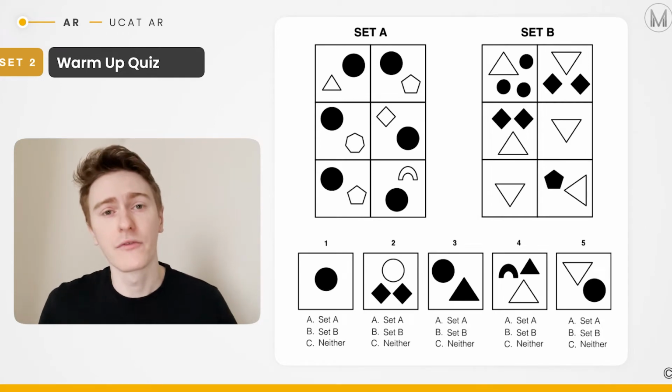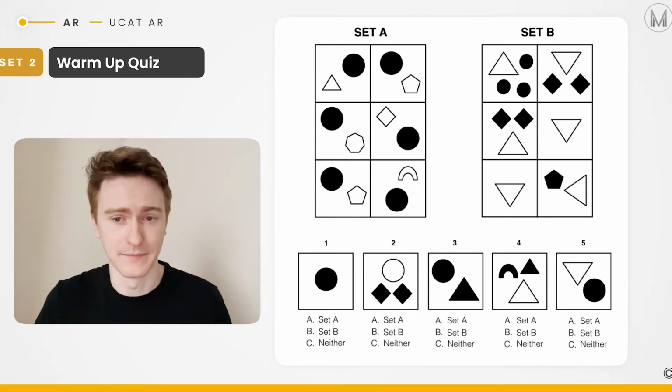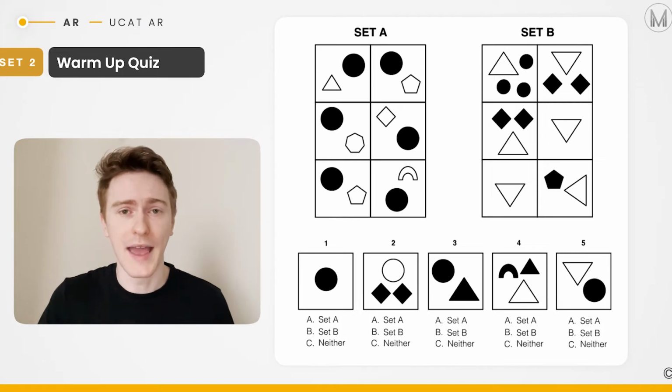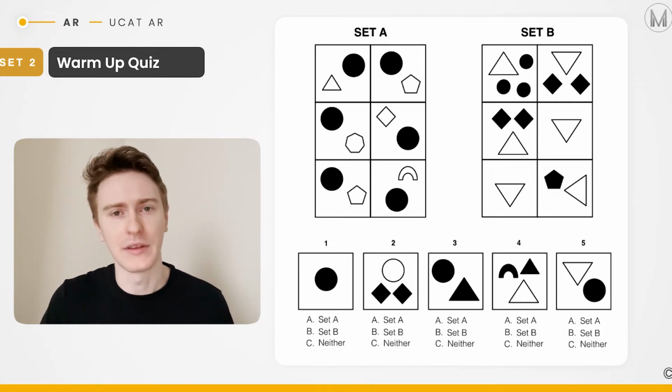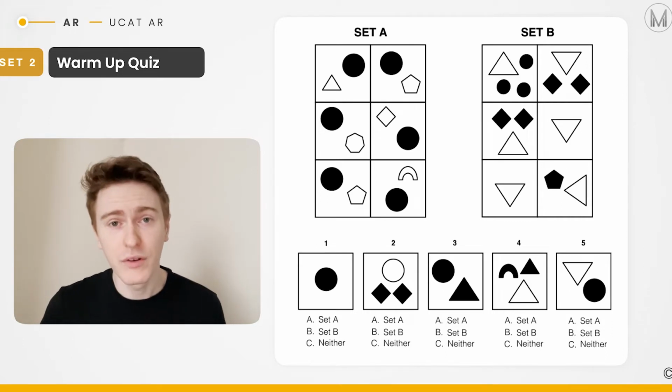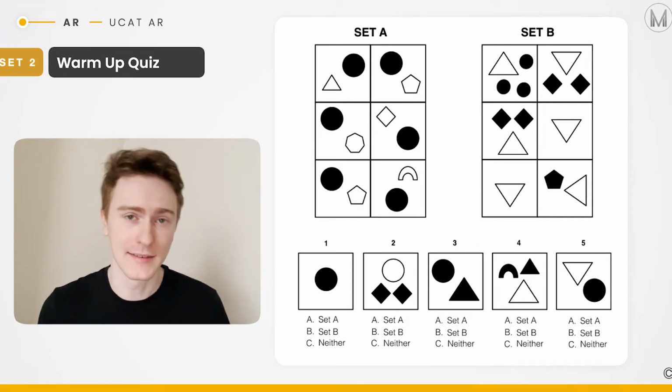We therefore need to look for a different pattern. So if we look back at set A and try and compare examples in set A, you can see that all of them contain a black circle. That's really useful to know. We've spotted the pattern in set A.